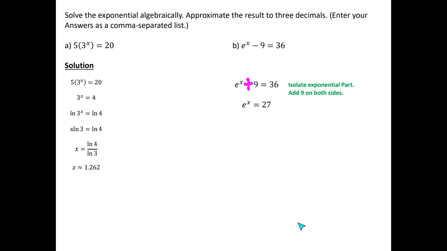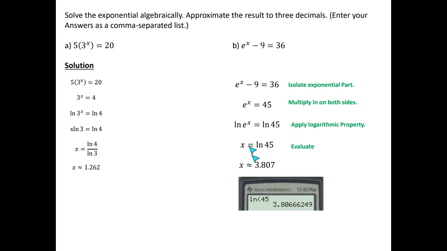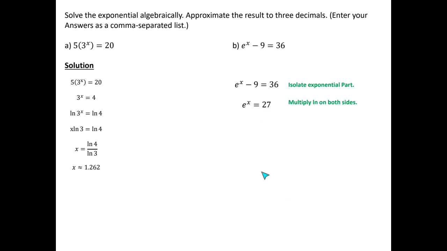So in order to solve this, then I'm going to multiply by natural log on both sides. So I get natural log of e to the x is equal to natural log of 27. Use the power rule so I can take the x to the front. And I get x is equal to natural log of 27. If we get a decimal, then we end up with 3.807.